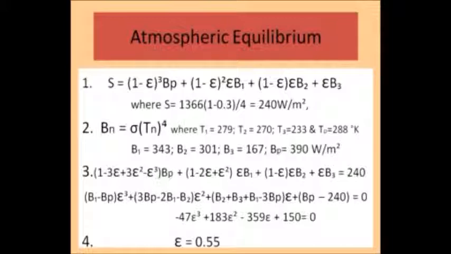Equation 3 is formed from substituting these values and the value for S back into equation 1. We are left with a third order polynomial with one unknown, epsilon. Since we know that the value for epsilon must lie between 0 and 1, we can solve the equation to any desired accuracy quickly through trial and error. You can't emit or absorb more than 100%. That is 1. I found that the true value for epsilon lies between 0.55 and 0.551.